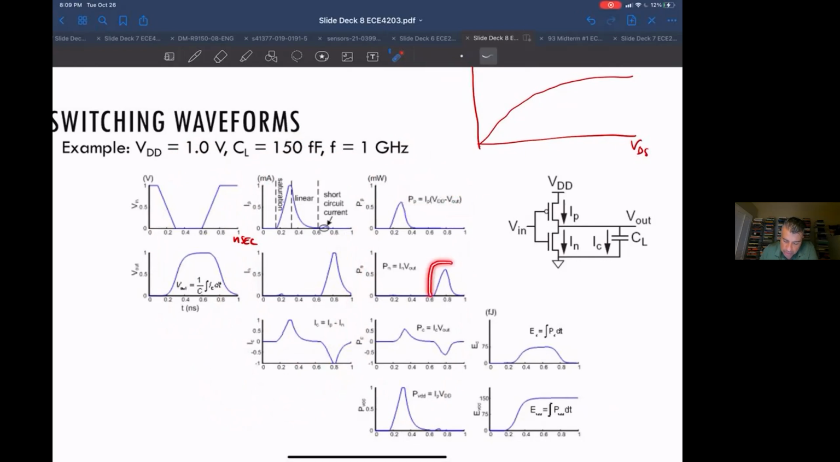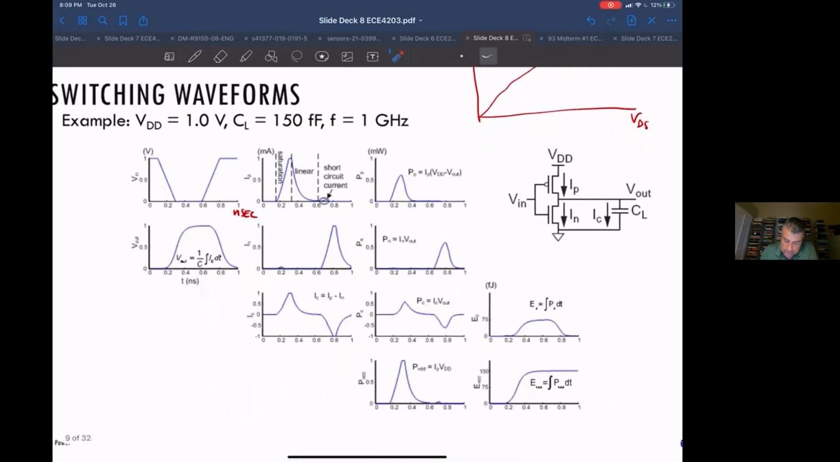This is the power used up by the NMOS during the discharge cycle. This is the power on the capacitor, and this is the power on the supply voltage. Okay, so now I think the key thing here is to just notice that there's only power consumption from the supply during the output rising transitions.